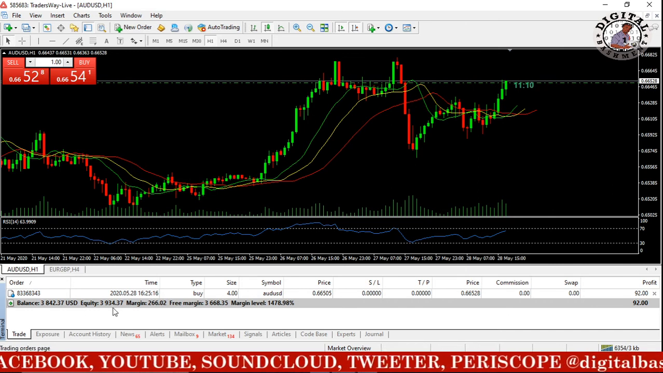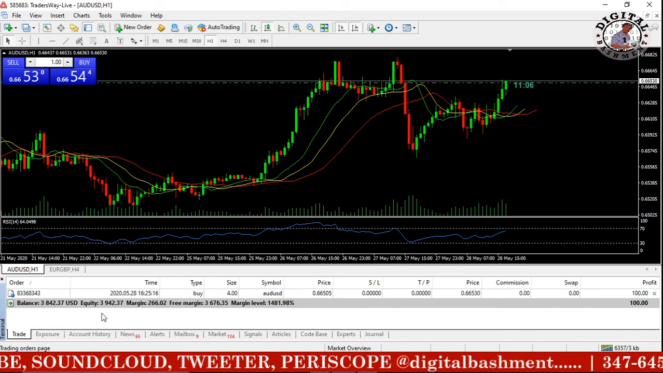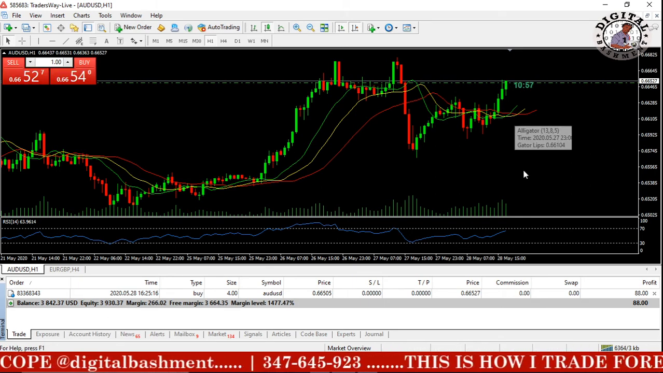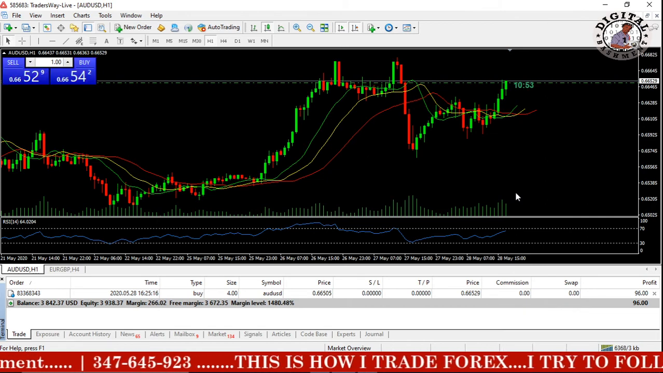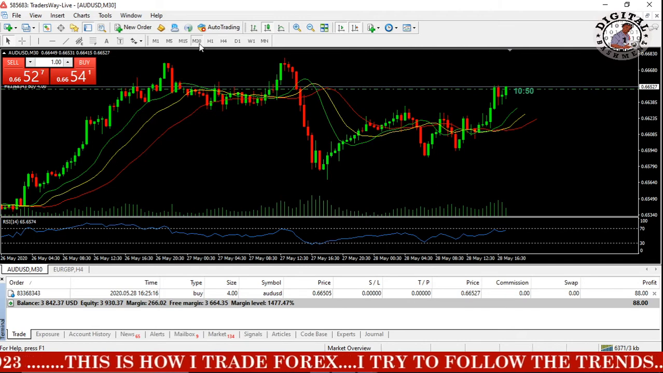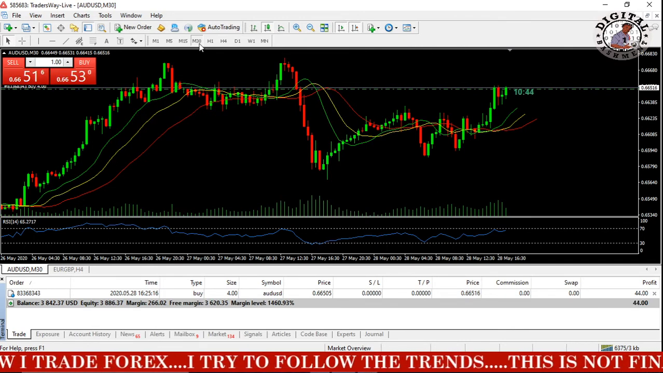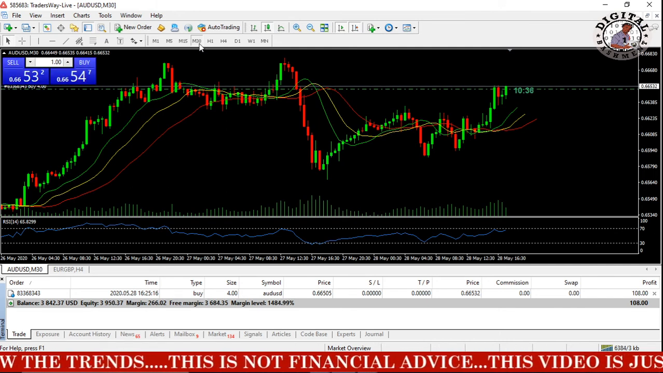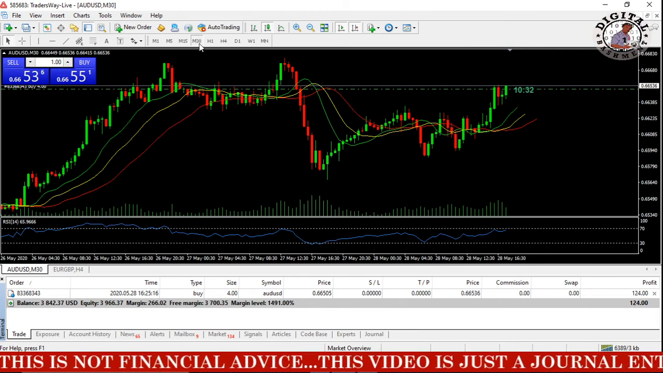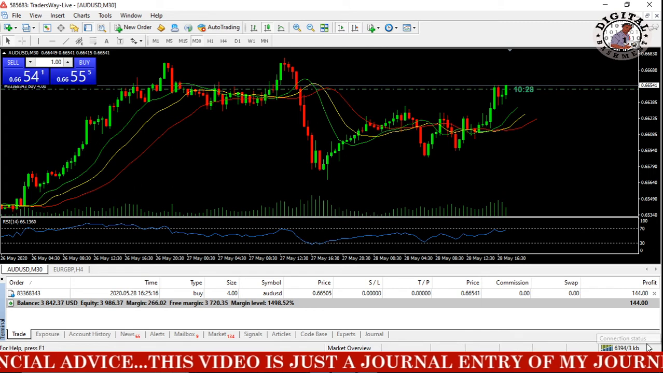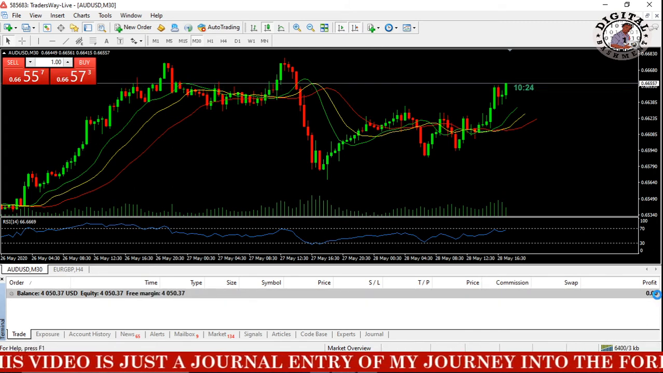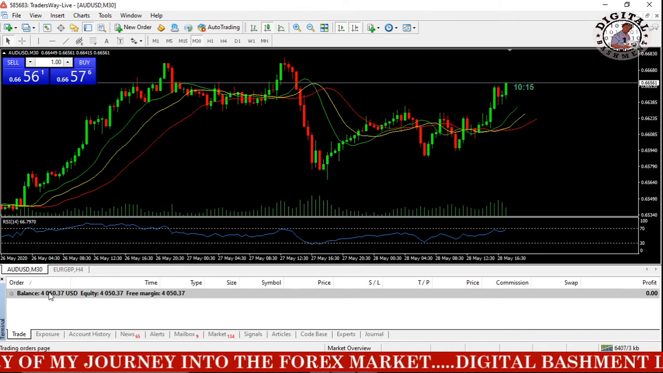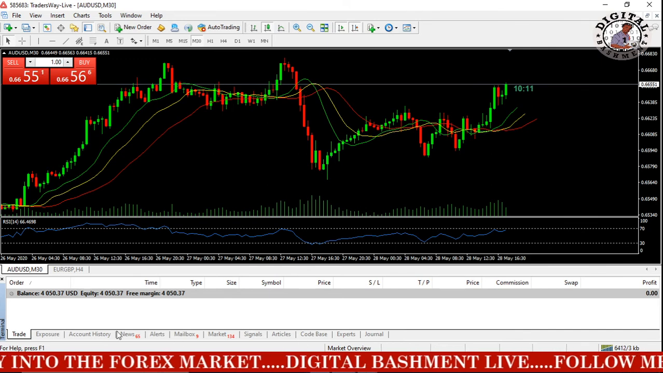Trying to get my equity to 4 grand. So let's ride this a little bit to see. Alright, 1 hour, let's see another half an hour. There you go, close out. And that's it. All right, my day is done. We hit our target, we get out.